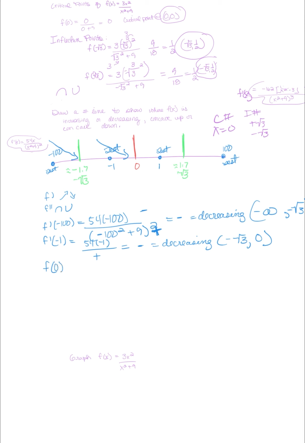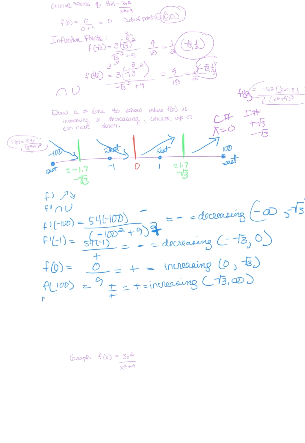Okay, f prime of 0 is just going to be 0 over 9, which is positive. So therefore we are increasing from 0 to positive square root of 3. And then we have f prime of 100, which is going to be a positive over a positive, which equals a positive. And again, we didn't change direction here because we didn't pass a critical point. We passed an inflection, increasing from square root of 3 to infinity.